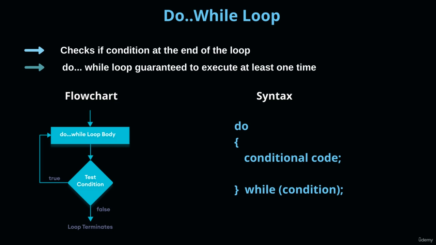As you can see here, it's do, then the conditional code, and after the code, in the while you can add the condition. That must be terminated with a semicolon also, that is mandatory. So here is the code block and then a condition. If false, it will get terminated. If true, it will keep on executing. As written, a do while loop is guaranteed to execute at least one time, because the condition is checked after the first execution.